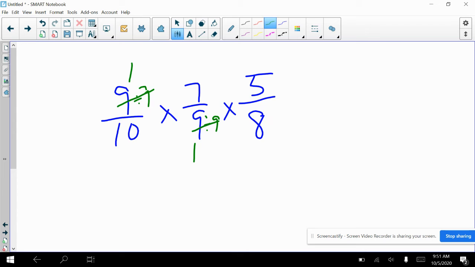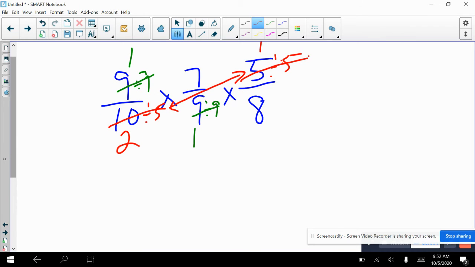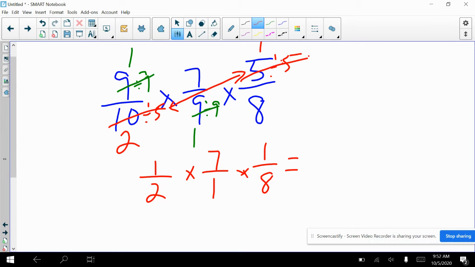Okay. So yes, I understand we're skipping the middle one here, but if we divide by 5, are we cross reducing a numerator with a denominator? Absolutely. That is perfectly acceptable. Okay, so for our question here, we get 1/2 times 7 over 1 times 1/8. That is a lot better looking than 9 over 10 times 7 over 9 times 5 over 8, in my opinion.